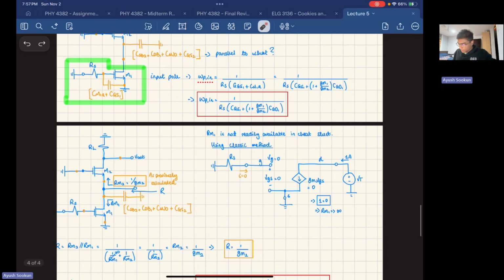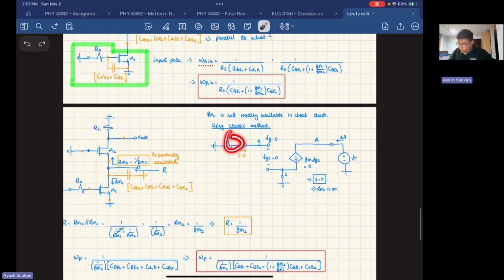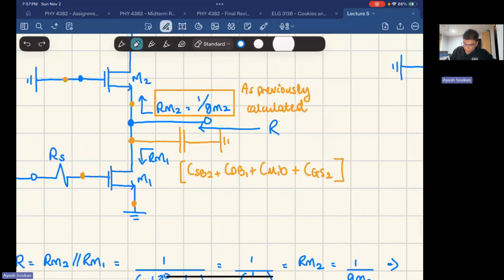So here I have my gate. The gate is connected to RS, which is connected to ground, by the way. I think my ground got cut out here.